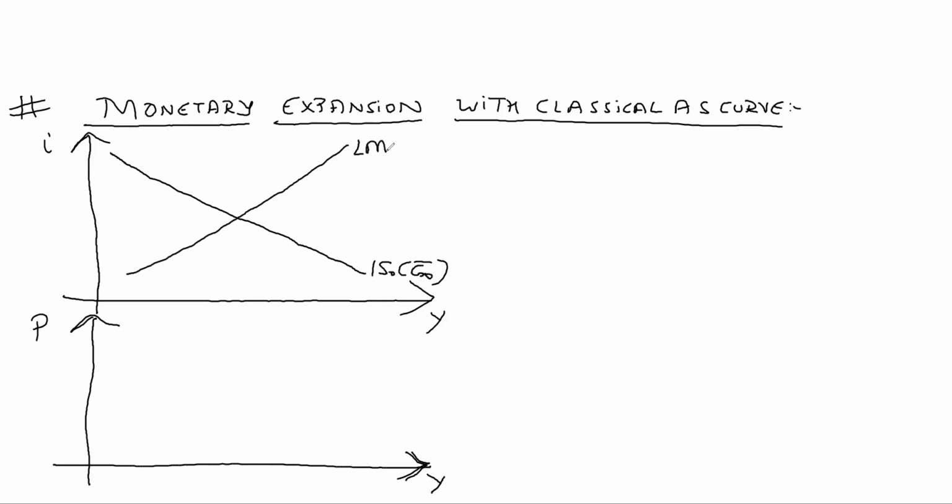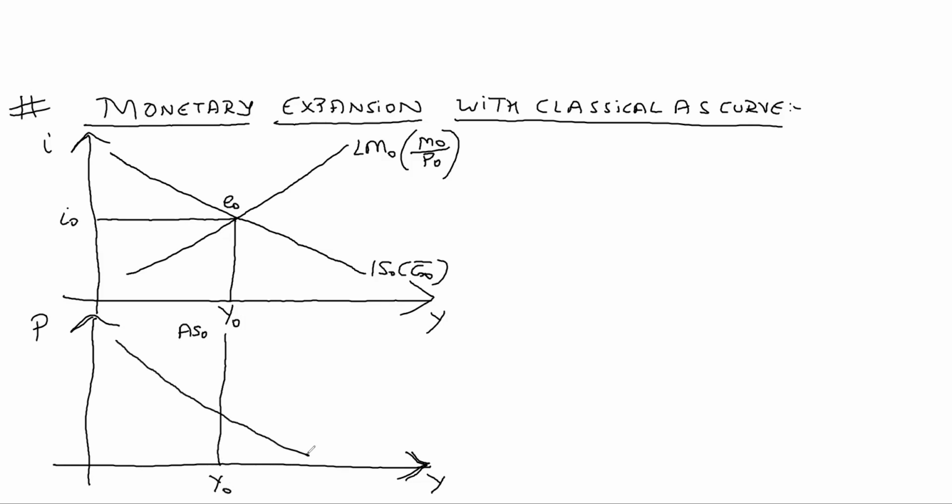Initial IS curve drawn for a given level of government expenditure, initial LM curve drawn for a given level of real money supply, initial equilibrium I0, Y0. Y0 is the full employment level. This is my AS curve, AS0, Y0, AD curve, initial price level, P0. Economy is initially in equilibrium at point E0.